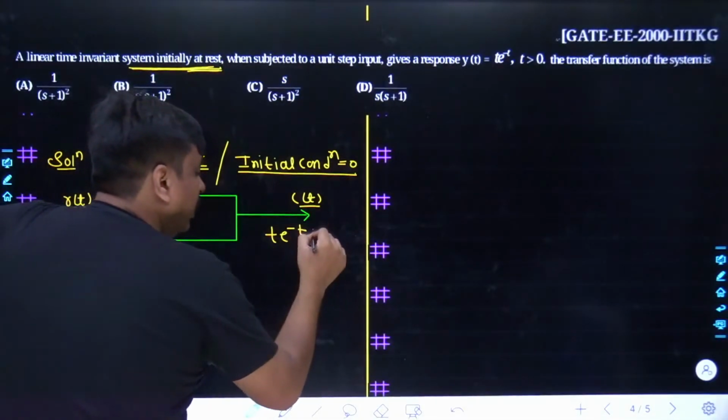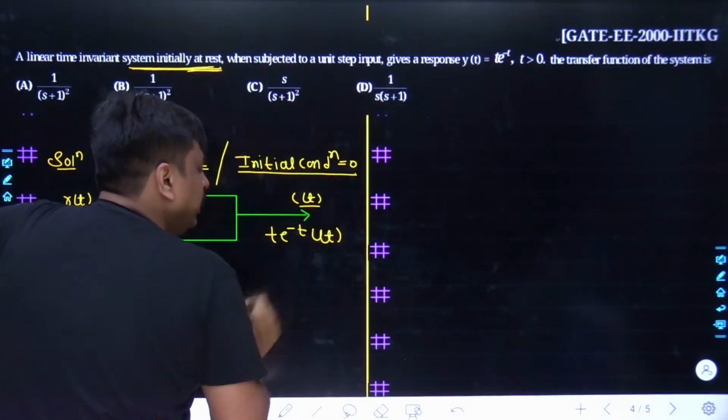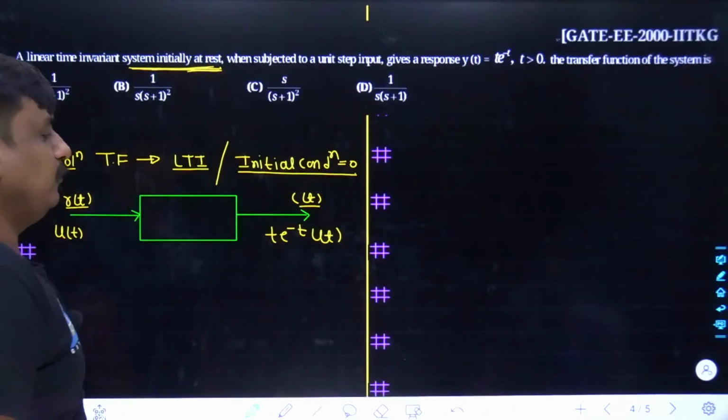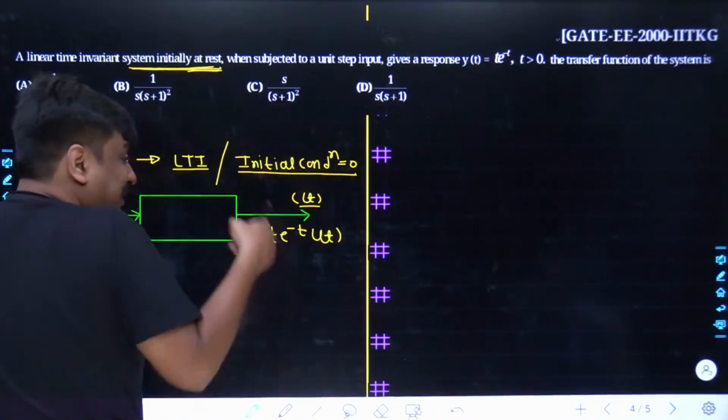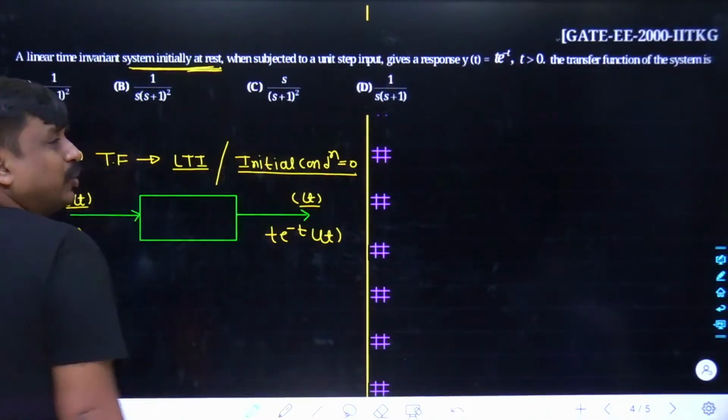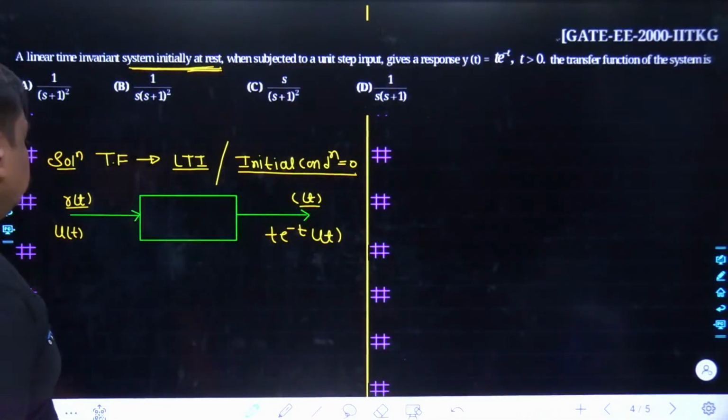What does it mean? That means it is t e to the power of minus t u(t). Now they are looking for the transfer function of the system. May I know what the transfer function of the system is?